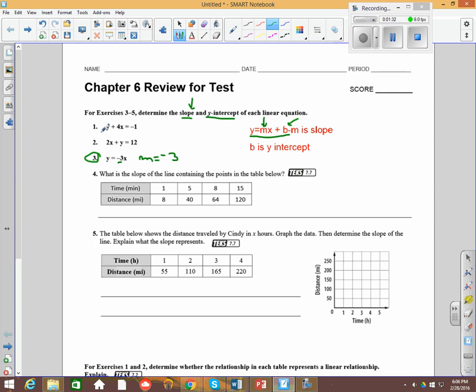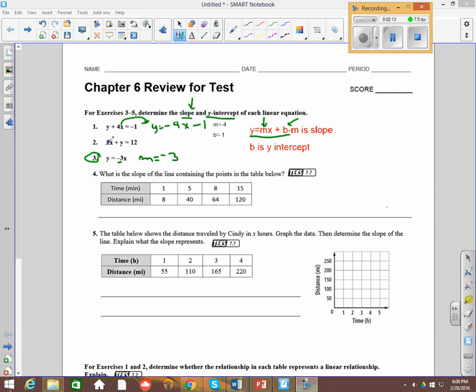Now, looking at 1 and 2, you see it's not in the form of y equals. See, 4x has been added to y. So you've got to move the 4x to the other side. And remember, when you change something to the other side of the equal sign, the signs change. Now you have y equals -4x minus 1. Okay, now can we pick out our slope? So the slope is -4 and the y-intercept is negative.